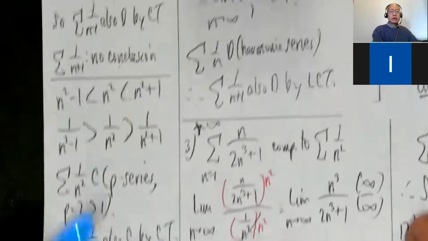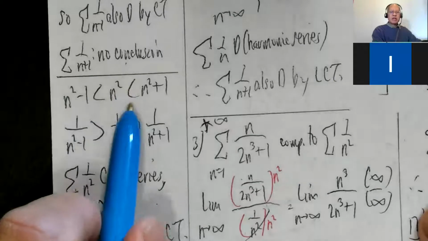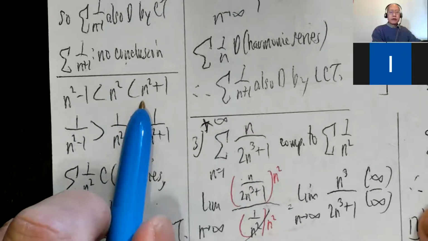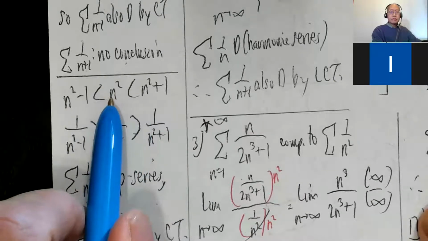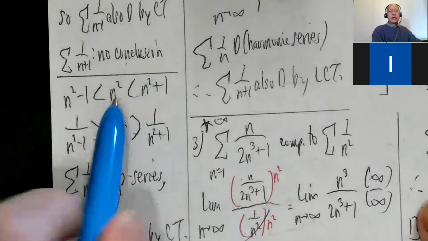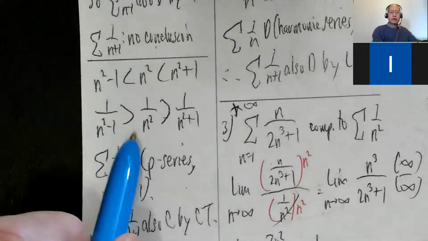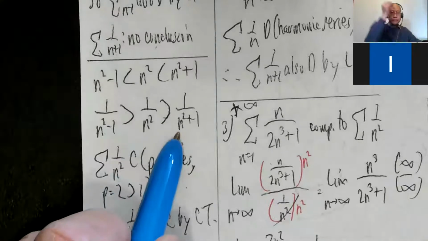Now let me show you this companion series. n squared minus 1 is less than n squared, which is less than n squared plus 1. We know that, right? If you subtract 1, it's smaller. If you add 1, it's bigger. And therefore, by the reciprocal rule, when I flip them all, it goes the other way. 1/(n squared minus 1) is greater than 1/n squared, which is greater than 1/(n squared plus 1).